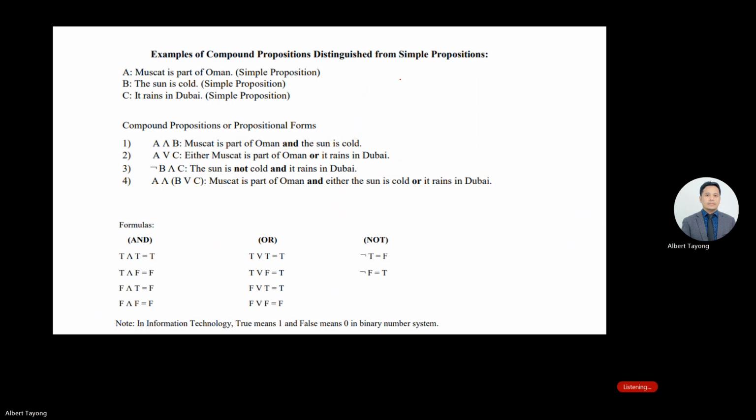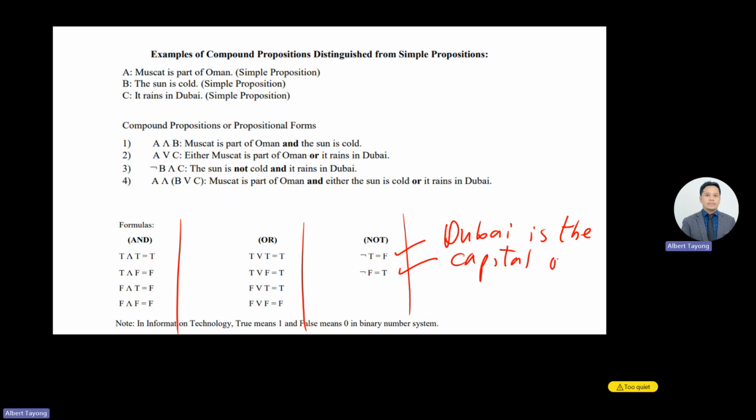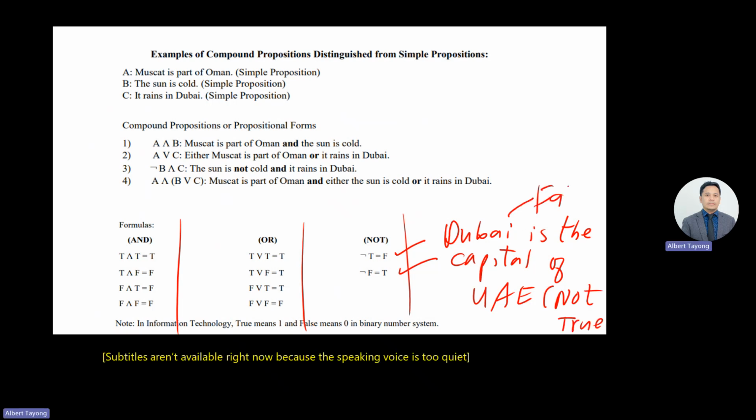Okay. So these are the formulas actually that you have to memorize. For not is very simple. Not true equals false. Not false equals true, of course. When I say Dubai is the capital of UAE, this one is not true. So this is actually false. Okay, so it is false because it is not true.